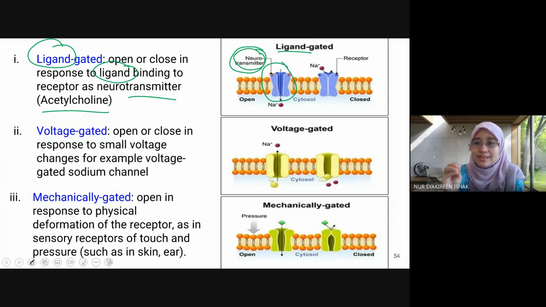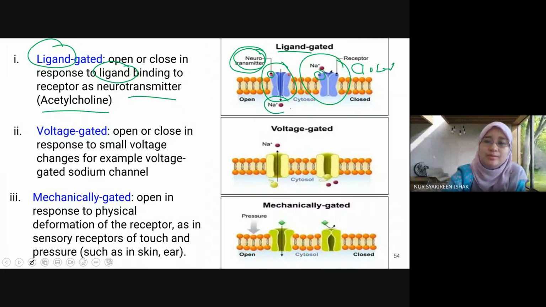As you can see, neurotransmitters such as acetylcholine bind to the ligand gated channel here. This channel has a binding site where the neurotransmitter can bind. Initially the channel is closed, because there is no neurotransmitter bound. But if the neurotransmitter binds, it causes the channel to open and allow sodium to diffuse. The process is still facilitated diffusion, from high to low.